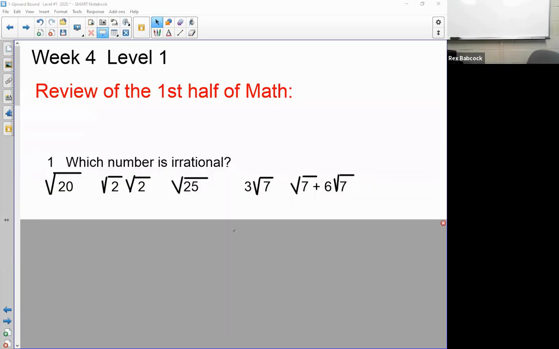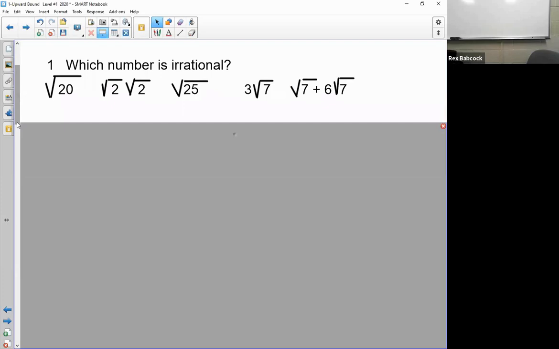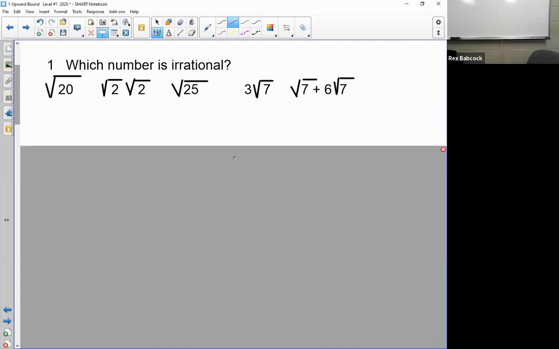Here's number 1. Which numbers are irrational? Remember, if they're irrational, you can't write them as a fraction, a over b. Let's go through them one at a time. What about this one, number 20? Is it irrational? Answer is yes, it is irrational. What about this one? Get your answer.